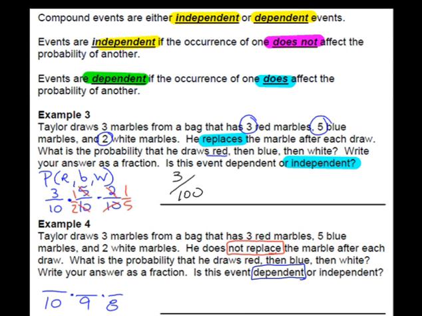So now I'm still looking for the same red, blue, then white. So to start with, my first probability is not going to change. It's still 3 out of 10. This time I've looked at it and said, okay, I put those down there. I only have 9 marbles left. I didn't take out a blue marble, though. I took out a red marble this time. So I still have 5 of these. So I have 5 out of 9. Next, I'm looking for a white marble. I still have 2 white marbles because I have not taken any white marbles out. But there's only 8 marbles in the bag.